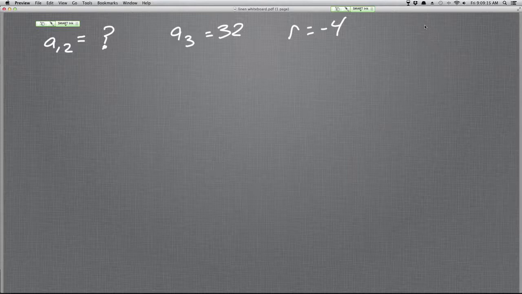Why don't you just multiply 32 times -4? Here's my suggestion. Let's act like this is a sub 1. And if I act like that's a sub 1, then I want to find what? It's a sub 10. And if I find a sub 10, then I found the number that is actually a sub 12, which is what they're looking for.